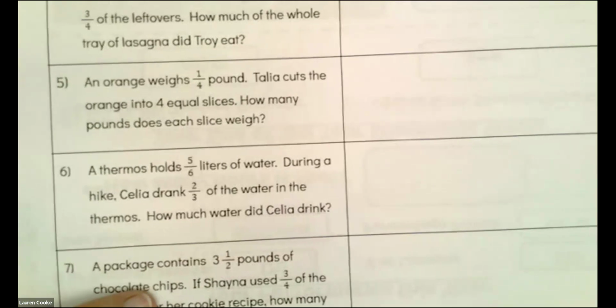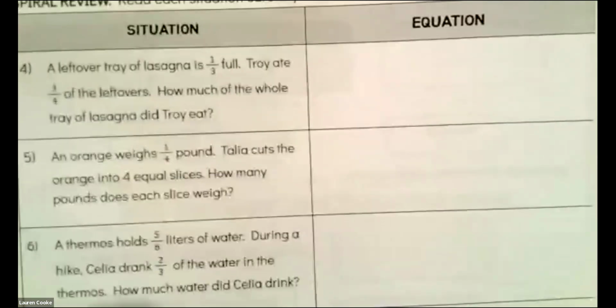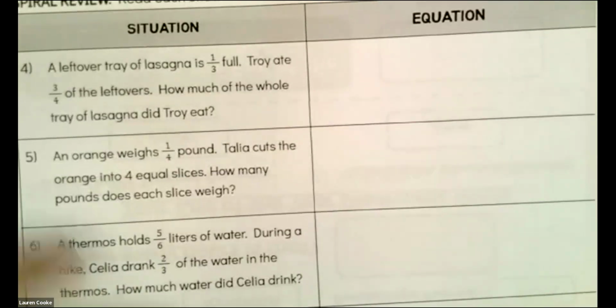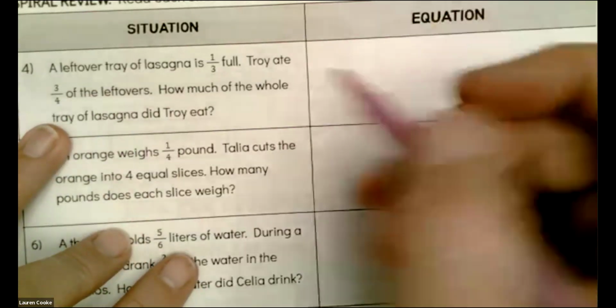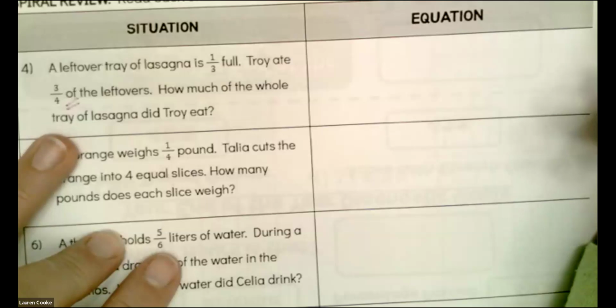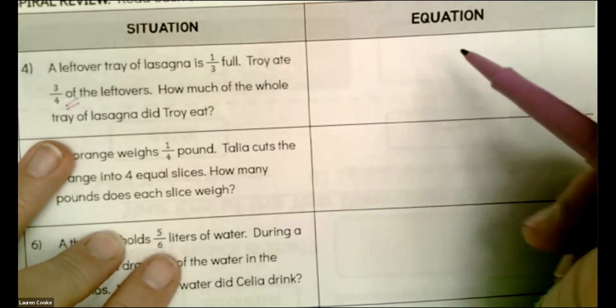Okay, we have some more here. We're going to determine the correct operation, write the equation, and solve. A leftover tray of lasagna is 1/3 full. Troy ate 3/4 of the leftovers. How much of the whole tray did Troy eat?